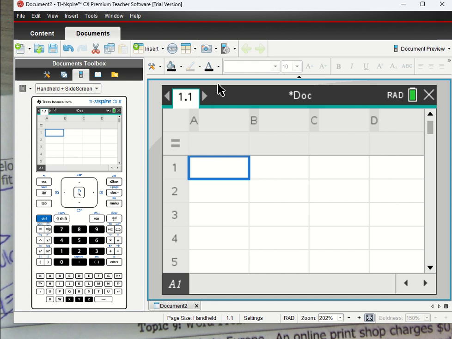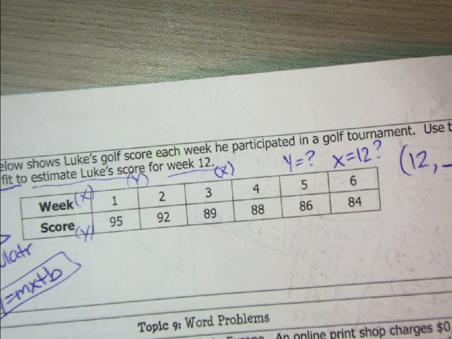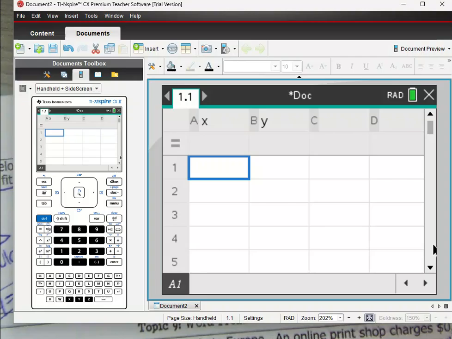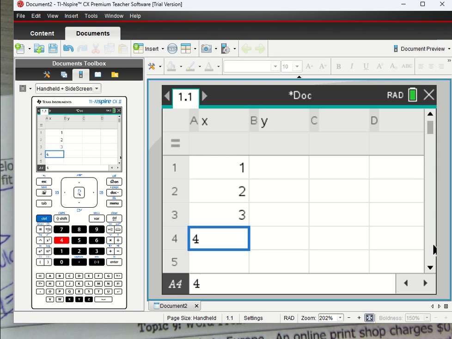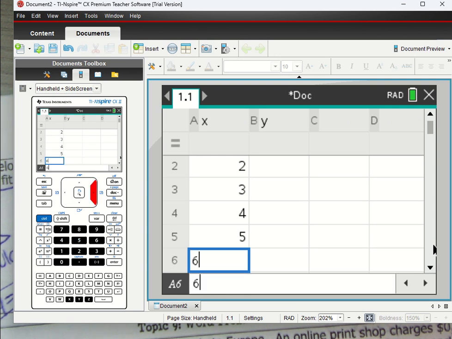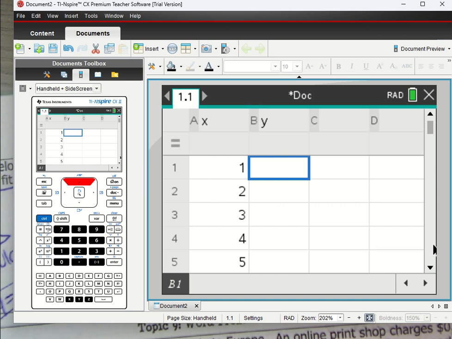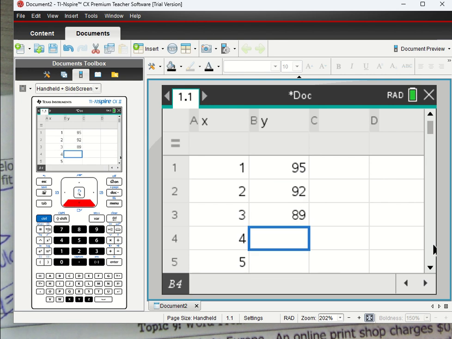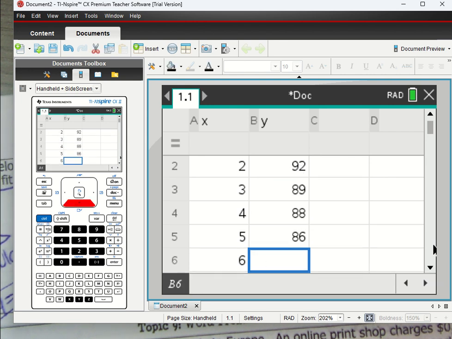That's 1.1. Now we're going to assign the column A with an X and column B with the Y. So that means all of the numbers here are X's and all of the numbers here are Y's. So using the data given here in this table, we're going to type the X values of 1, 2, 3, 4, 5, 6. And on the Y values, we're going to type 95, 92, 89, 88, 86, 84.